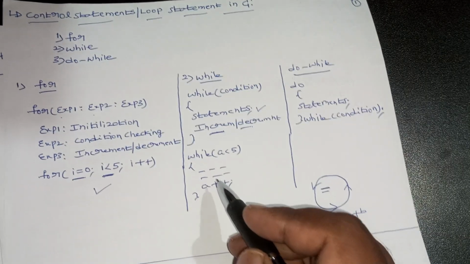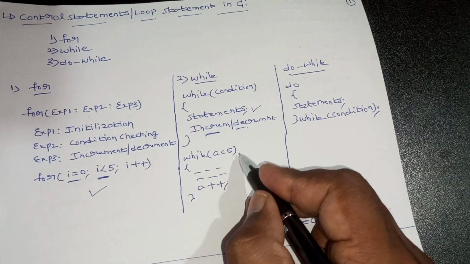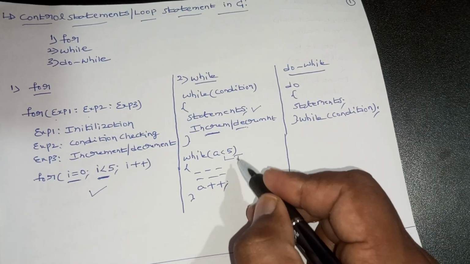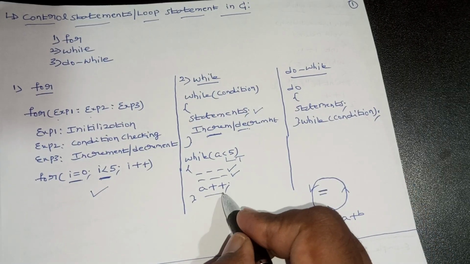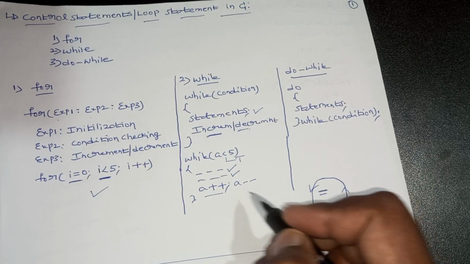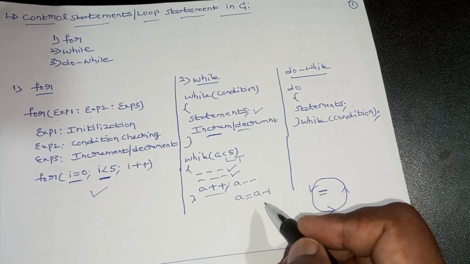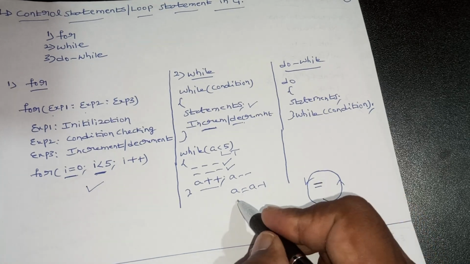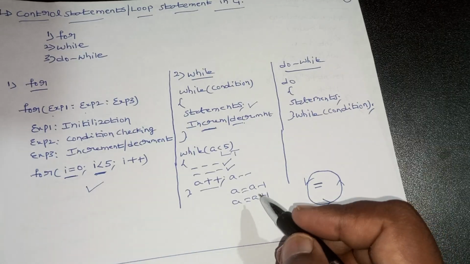Okay, so this is a small example. While a less than 5, we have to execute if the condition is true. If the condition is true, I have to execute some set of statements, then you perform increment or decrement. So what is the decrement operation? You take a minus minus. What is a minus minus? A equal to a minus 1, decrement by 1. So what is a plus plus? Increment by 1. A equal to a plus 1. That is what increment or decrement.